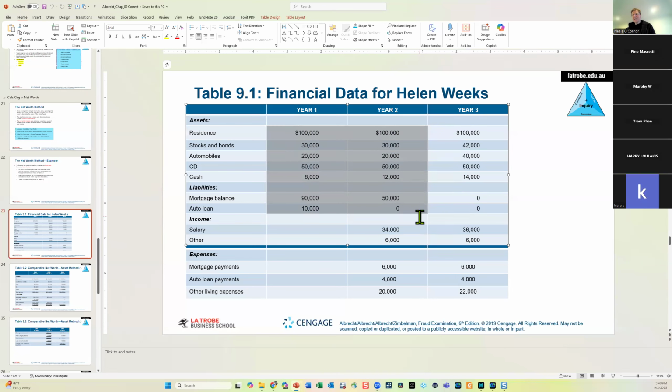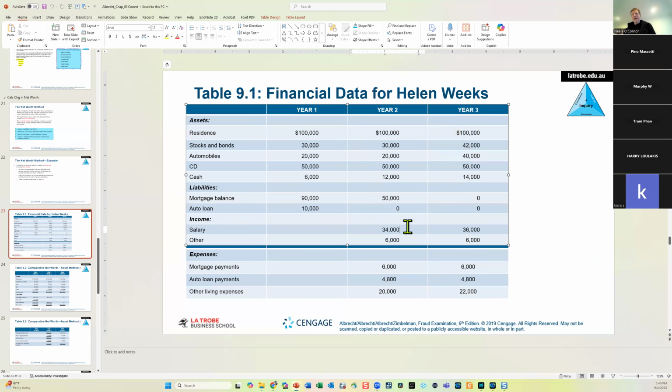You with me? And so sometimes students calculate this change from year 2 to year 3 and say, oh, income only went up $2,000. No, you don't do that. You only do the change on the balance sheet items. You don't do change on income and expense items. So just make a note of that. That's where the students make most of the mistakes in this calculation.